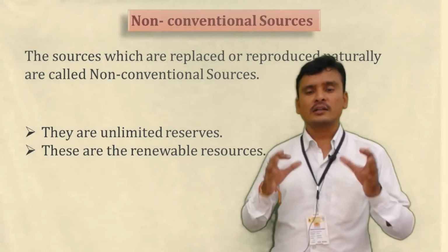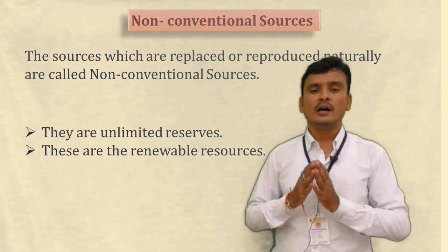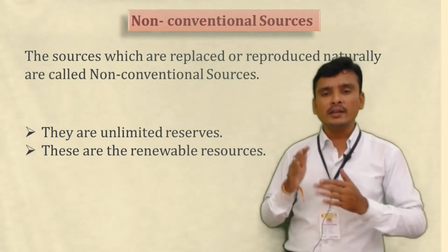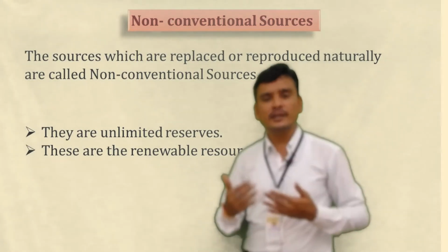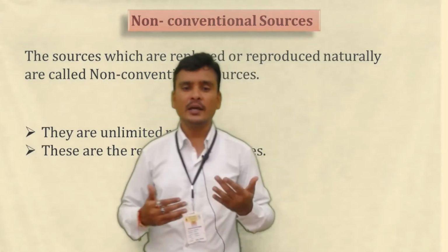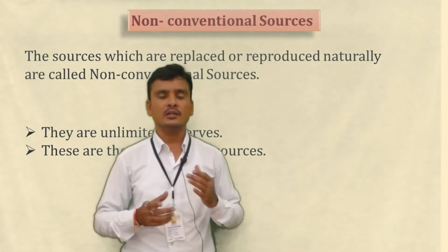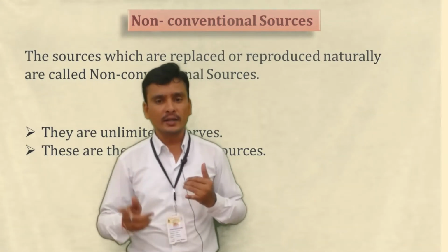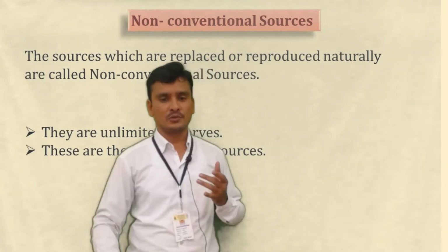So these are unlimited. These sources are unlimited, and that's why these are also known as renewable resources. Means we can renew it and use it by renewing it. So these non-conventional sources are called renewable sources. Conventional are called non-renewable sources, and non-conventional are called renewable sources.